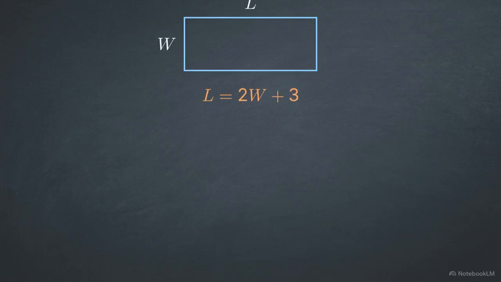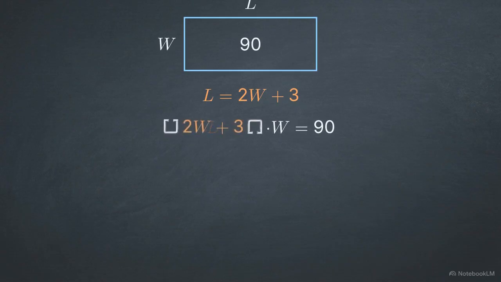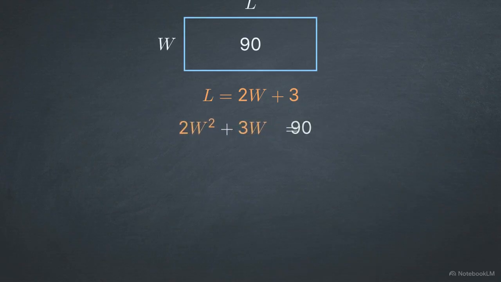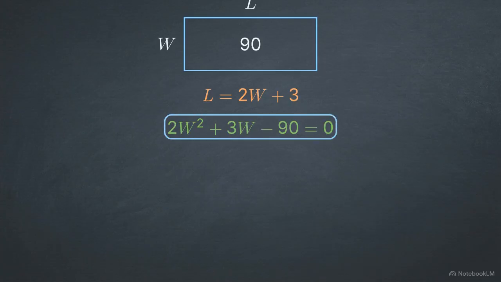We know the area is length times width, so L times W equals 90. We replace the L with our new rule, giving us the quantity 2W plus 3 times W equals 90. Distributing the W gives us 2W squared plus 3W equals 90. Subtract 90 from both sides, and we expose the mathematical structure of this shape, the quadratic equation 2W squared plus 3W minus 90 equals 0.